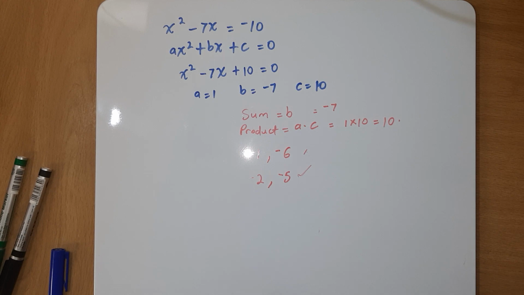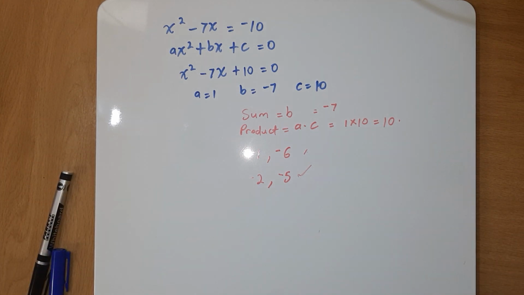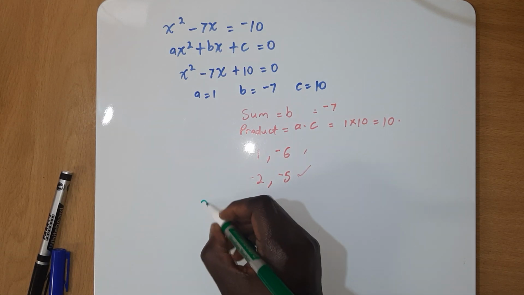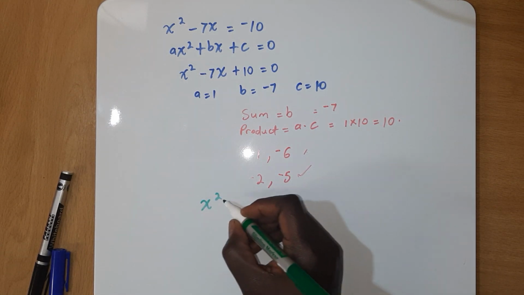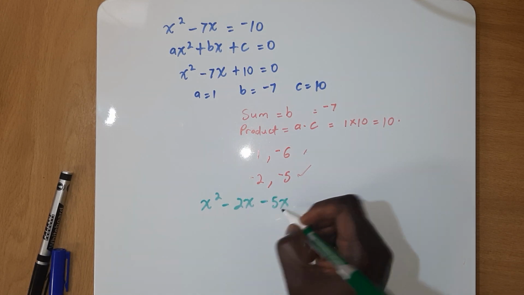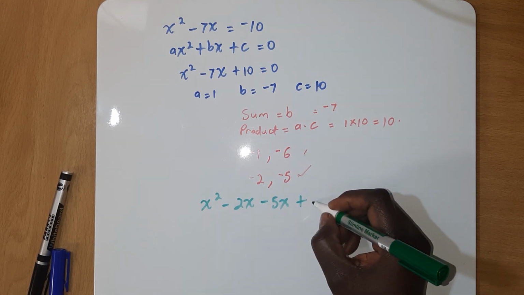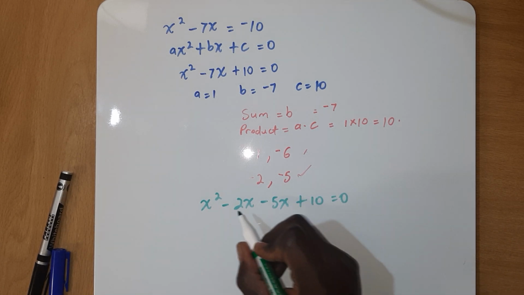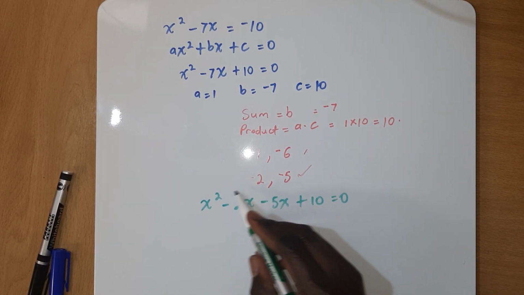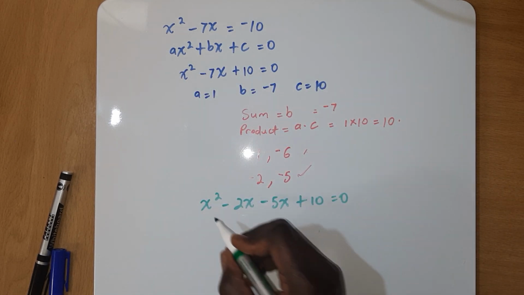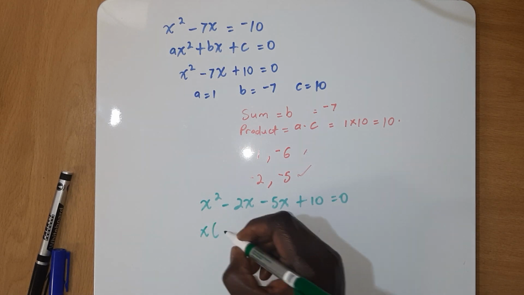Okay? So we write out the equation again. This equation, x squared minus 2x minus 5x plus 10 equals 0. This is our equation. We just opened it up, put in the 2 and the 5. This is the same equation as that. It's still the same. So we simplify, we bring out the x here.